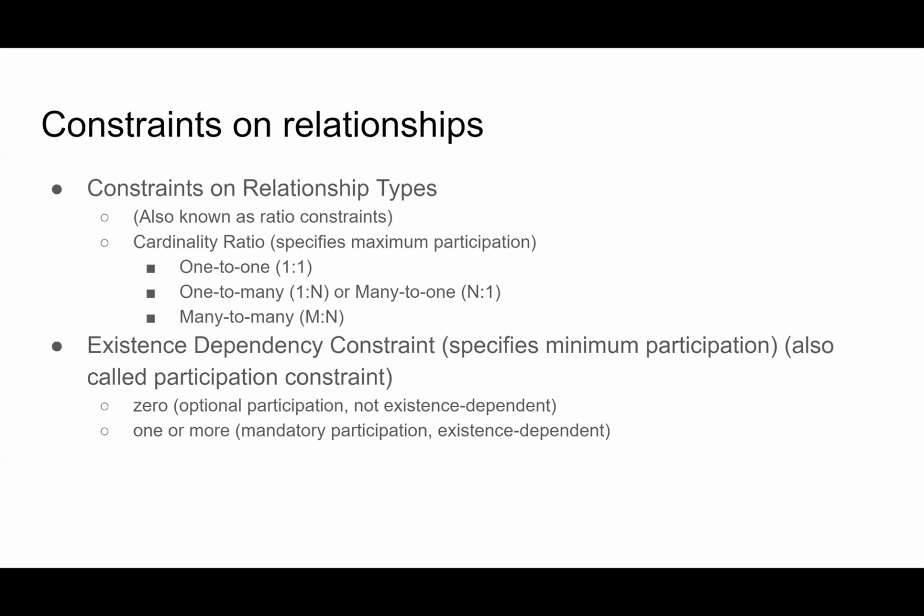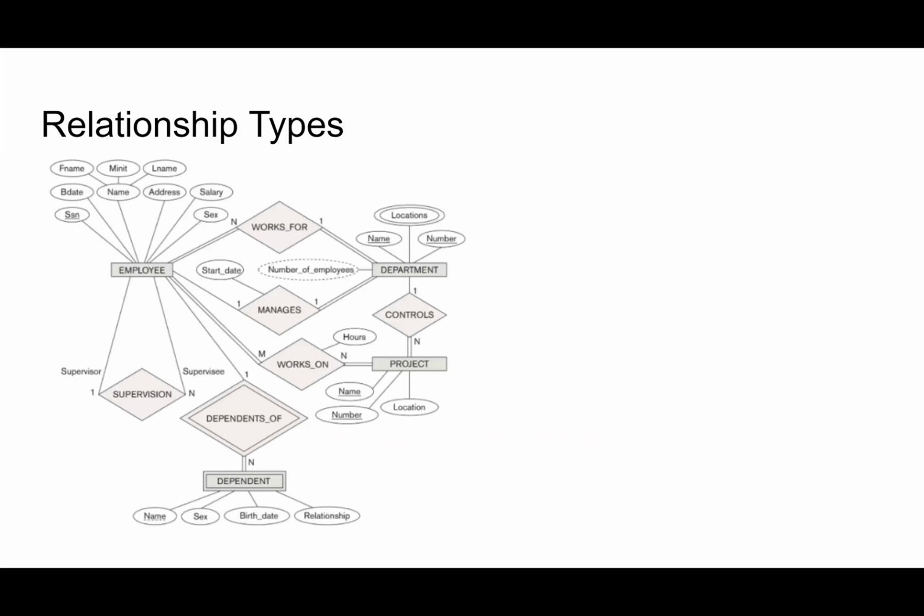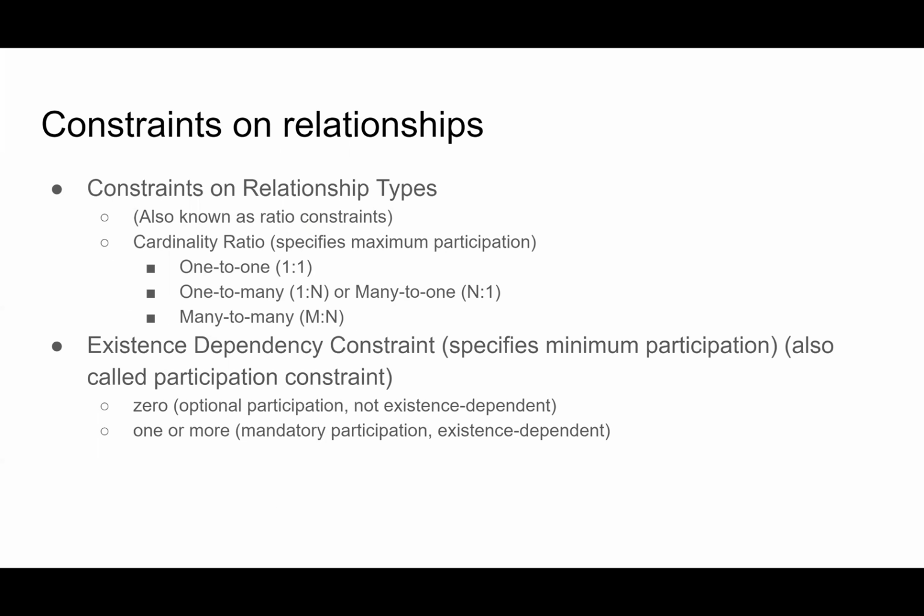So constraints on relationship types are also known as ratio constraints. We can see those listed on the diagram here. We have the many-to-one, which is going from n employees to 1 department, or we have 1 employee manages 1 department. So we call those cardinality relationships. So we have a 1-to-1, 1-to-many, and a many-to-many.